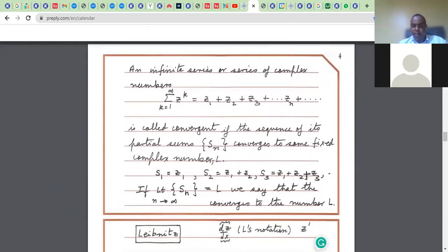So an infinite series, or series of complex numbers, that's the infinite series. It's called convergent if the sequence of its partial sums converges to some fixed complex number L. An infinite series of complex numbers is called convergent if the sequence of its partial sums converges to some fixed complex number L.